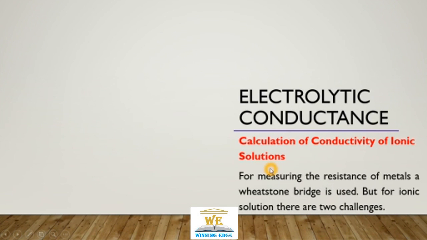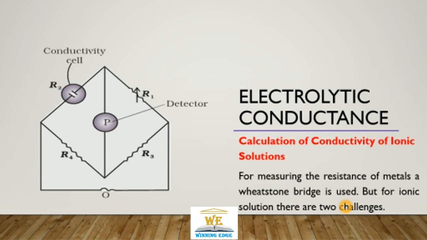Now we will calculate the conductivity of ionic solutions experimentally. For measuring the resistance of metals, a Wheatstone bridge is used, but we can't use the same method for solutions because there are two problems. This is a Wheatstone bridge. These are the two bottom resistances, and we have here a potentiometer which will detect the current. When there is no reading, no current is flowing through it, it means the Wheatstone bridge is balanced.